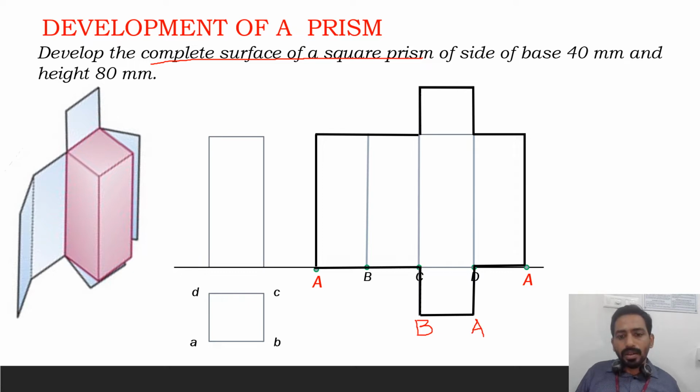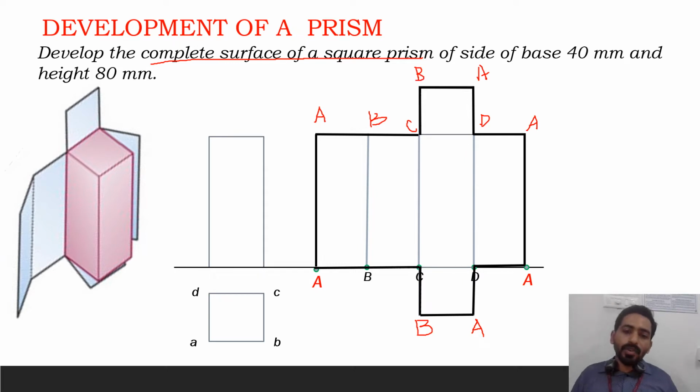Okay. So this will go here, this will go here while you complete the solid. And here also if I name A, this is B, this is C, this is D, and this is A, and this portion will be A. So these two points will be joined together when you convert that into a solid, and this should be B.